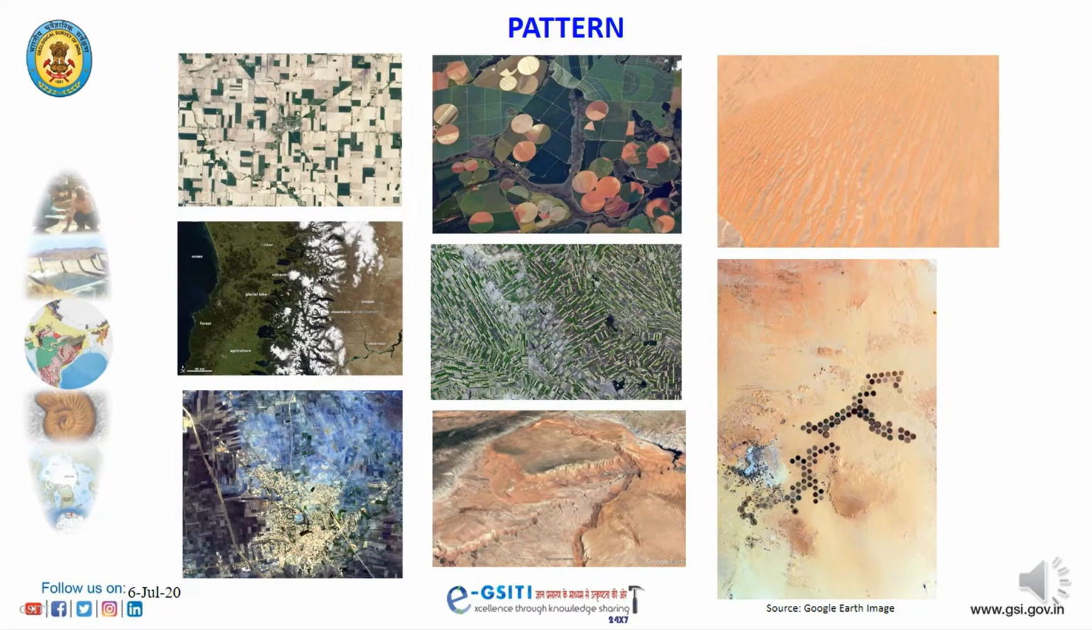Here we can see the agricultural pattern in different climatic conditions. You can see here the glacier or snow cover pattern. You can see here the urban pattern within the vegetation cover. You can see the sedimentary pattern, the sand dune pattern, and interestingly the cultivation pattern in deep deserts in a circular manner.